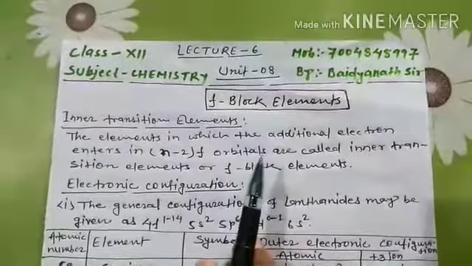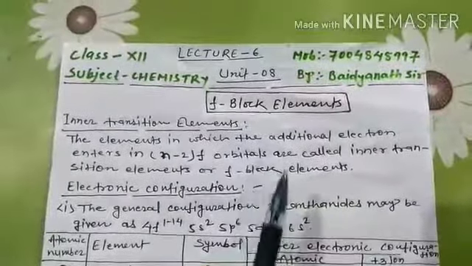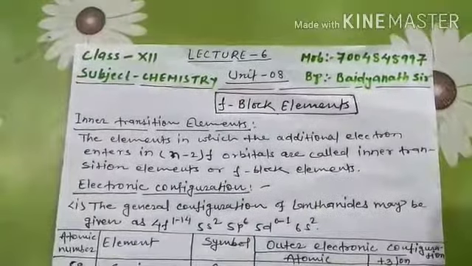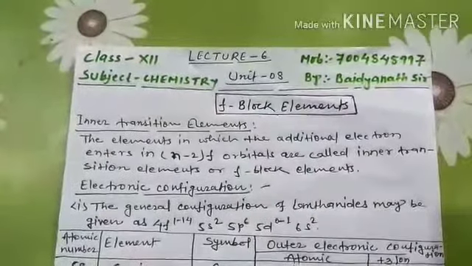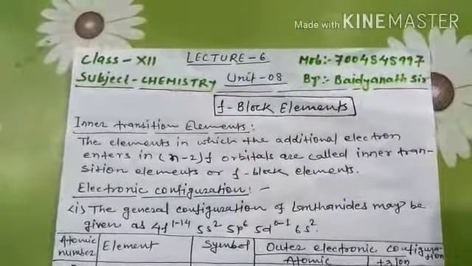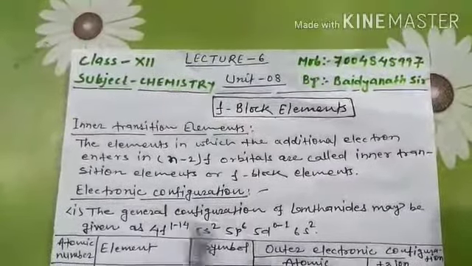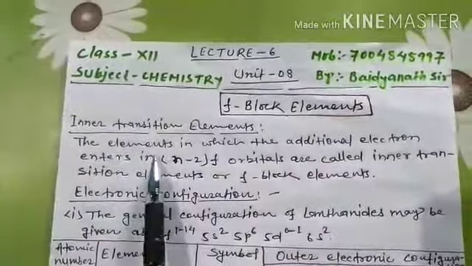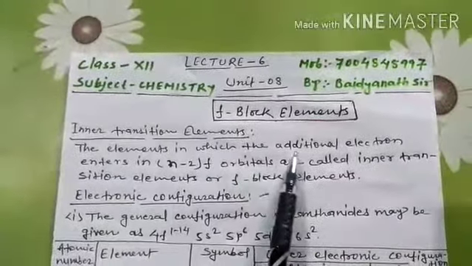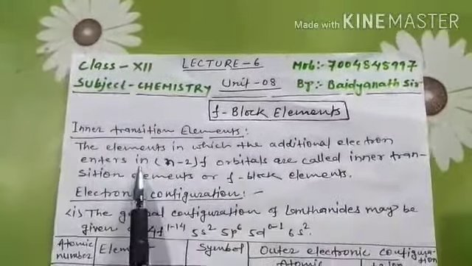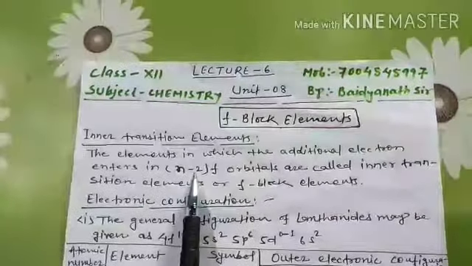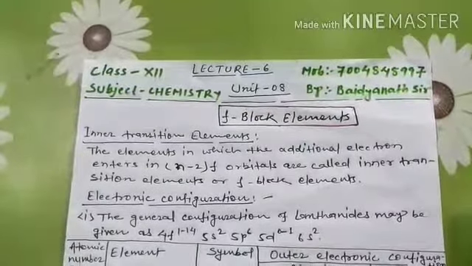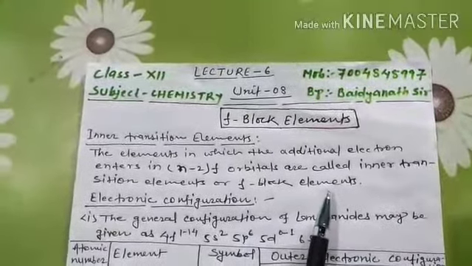So dear student, F block element, you know that F block element is also called inner transition elements. Transition within transition is called inner transition element. Now inner transition elements, the elements in which the additional electron enters in n-2 f orbitals are called inner transition elements or F block elements.